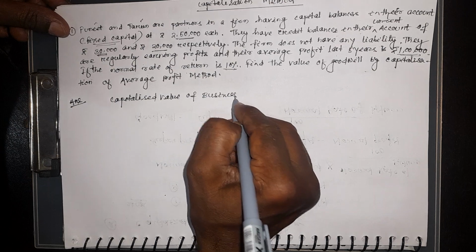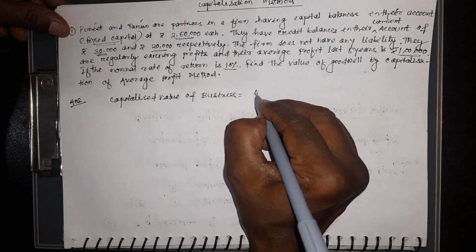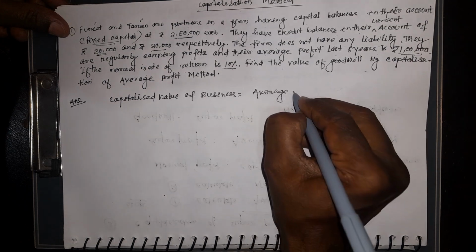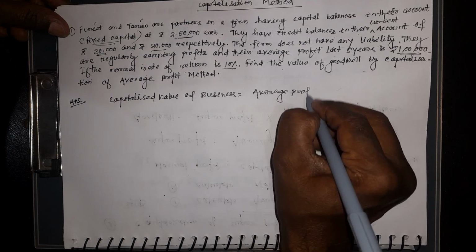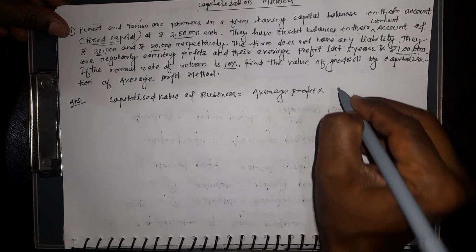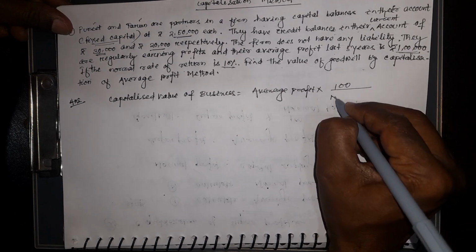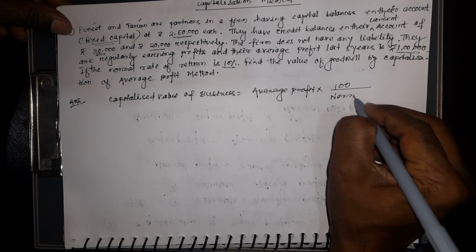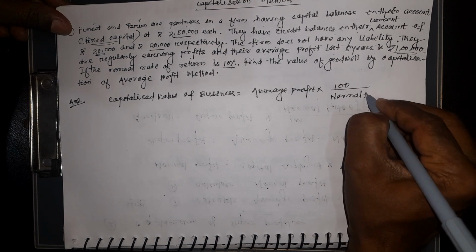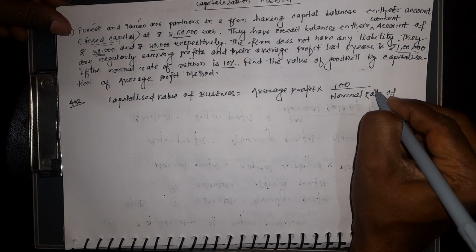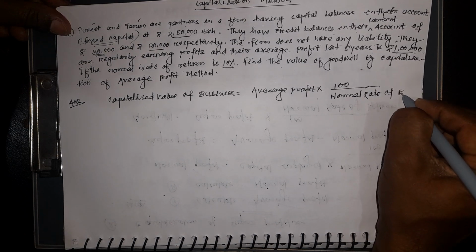The formula you will write first: capitalized value of business equal to average profit into 100 by normal rate of return. This is the formula for capitalized value of business.